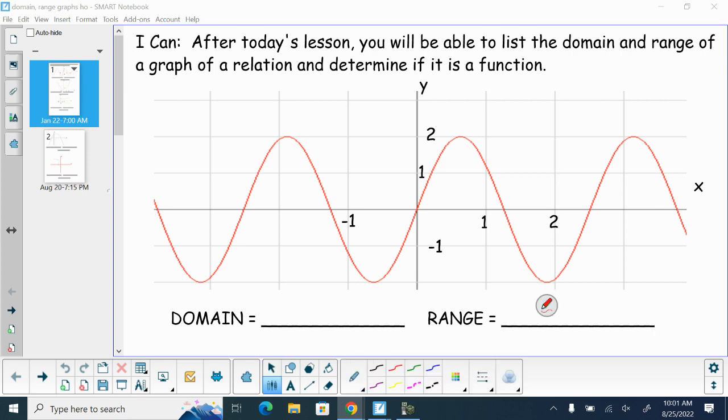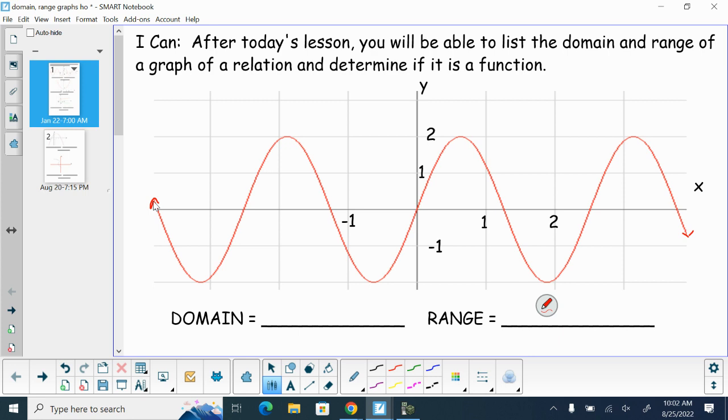Now these graphs will have arrows on them. All the graphs, I wasn't able to finagle technology-wise the arrows at the end of those things, so they're implied being there. But what we want to be able to do is take a look at a graph and determine the domain and the range.